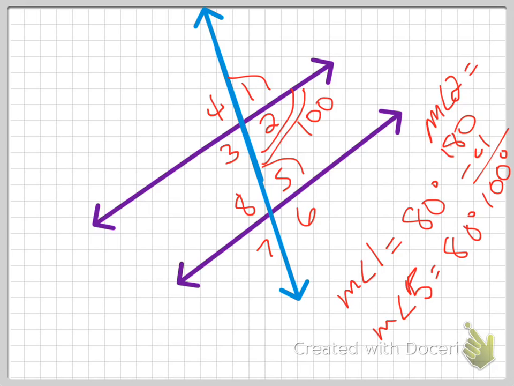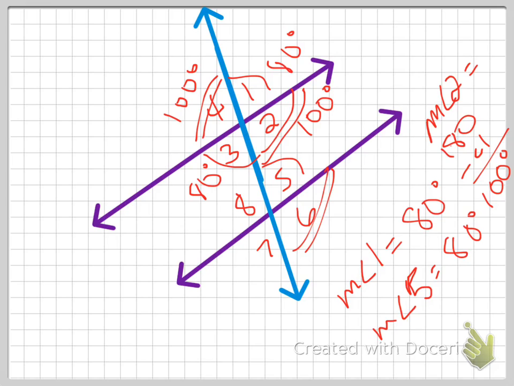So if angle 2 is 100 degrees, now that we know the measure of angle 1 and angle 2, we actually do know all the measures of all the other angles, because we can use that property of corresponding angles. If angle 2 is 100, that means angle 6 is also 100. Angle 2 is right next to angle 3, so those two are complementary to each other. That means angle 3 is 80 degrees, and angle 4 is 100 degrees, just like angle 2.